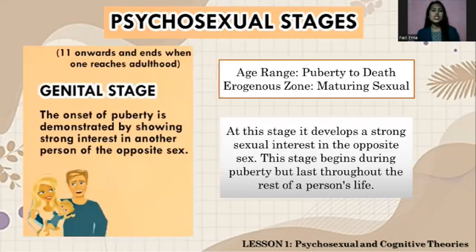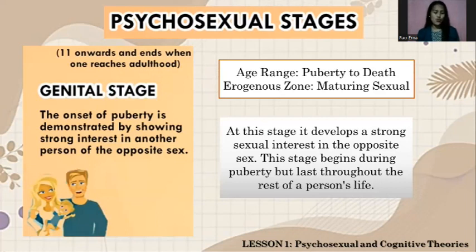Next stage is the genital stage. The age range is puberty to death. The erogenous zone is maturing sexual interests. At this stage, it develops a strong sexual interest in the opposite sex. This stage begins during puberty but lasts throughout the rest of a person's life. So the onset of puberty is demonstrated by showing strong interest in another person of the opposite sex. During the final stage of psychosexual development, the individual develops a strong sexual interest in the opposite sex.